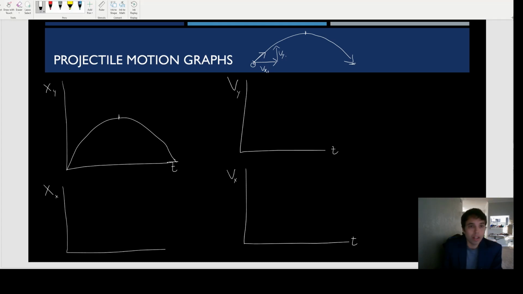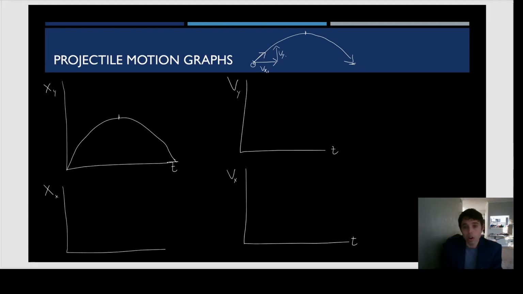Now let's do the horizontal position. Remember, the slope of position versus time is velocity. That means the slope of the vertical position versus time is the vertical velocity, and the slope of the horizontal position versus time is the horizontal velocity. We know the horizontal velocity of that object was constant, so guess what the slope of this should be? Constant. So the horizontal position versus time graph is a straight line, just going like that.